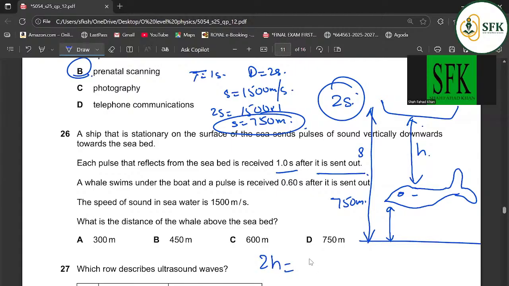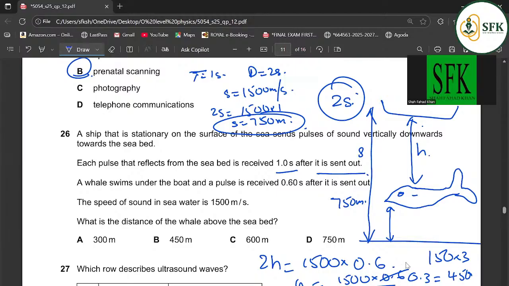2h equals 1500 times 0.6 seconds, right? Distance equals speed multiplied by time. So, just get the h now. 1500 times 0.6 divided by 2, so h is 0.3 times 1500. This is going to become 150 times 3 basically, which is 450. So 450, 750 minus 450 is 300.